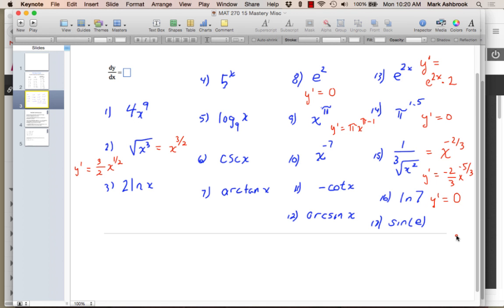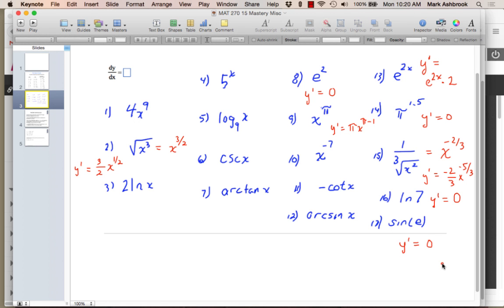It's not 1/7. ln of 7 is a number, just like the square root of 7. The natural log of 7. Okay, sine of e. 0. Make sure you know that you're looking at either a function of x or a constant. If it's a constant, the rate of change is 0.